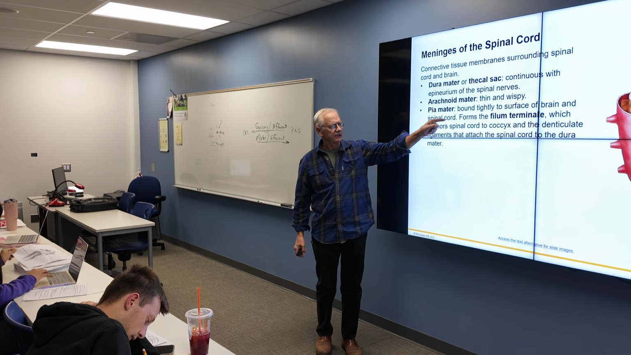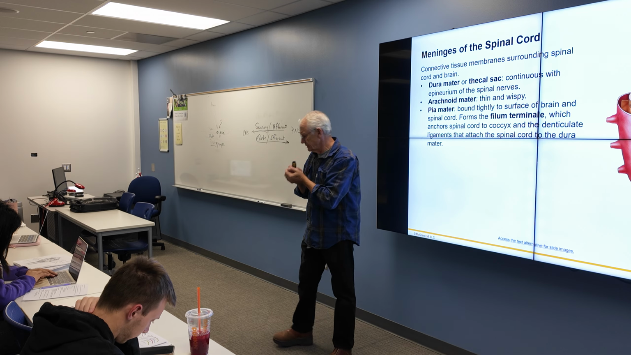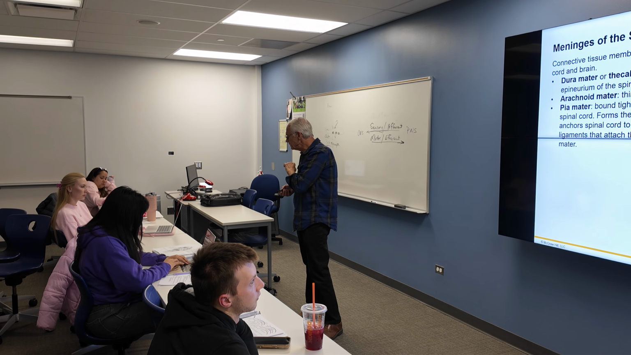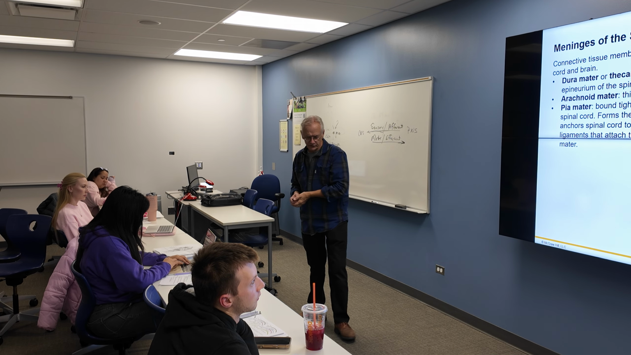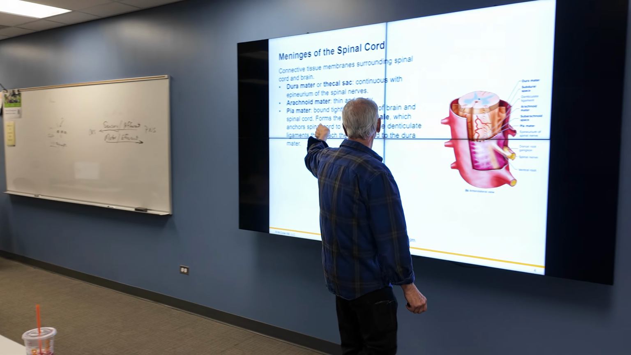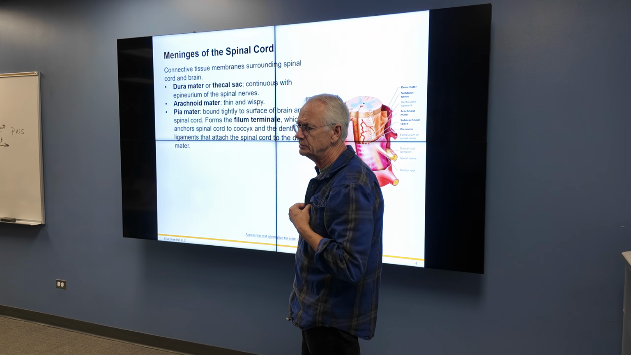The pia is bound tightly to the surface of the brain and the spinal cord. And the pia, when we look at the brains in the lab, is going to look like a little bit of a saran wrap glistening material right over the surface of the cortex of the brain. The pia is also said to form the filum terminale. Remember what the filum terminale was?